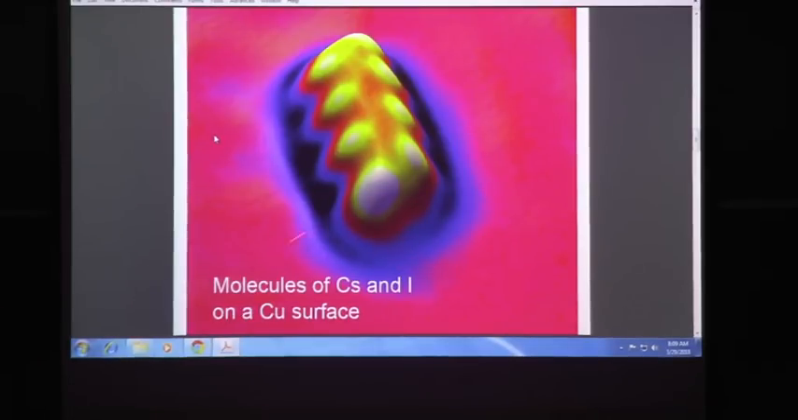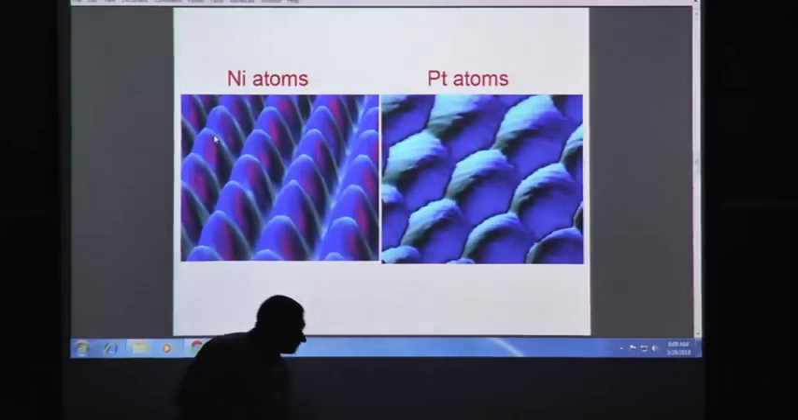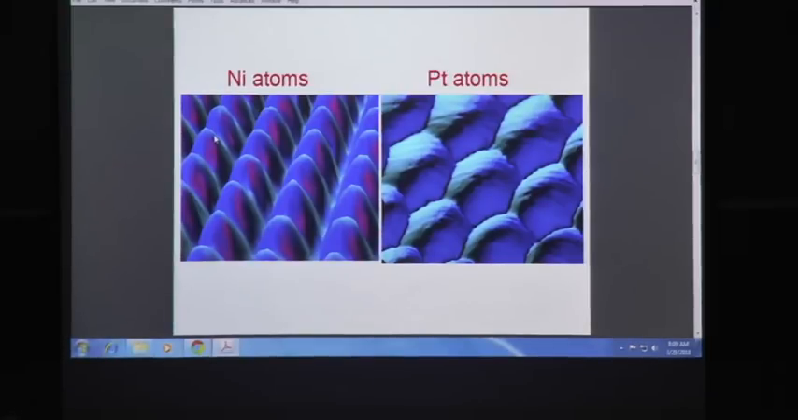So, this molecule comprises cesium and iodine atoms, once again on some substrate. These are nickel atoms. These are platinum atoms. The key requirement is that whatever you're going to image has to be conducting, because once electrons tunnel from the tip to the metal surface, they have to flow on the surface of the metal, go out into the circuit and produce a current. So the surface has to be conducting. That's the only key requirement. So you can see atoms.